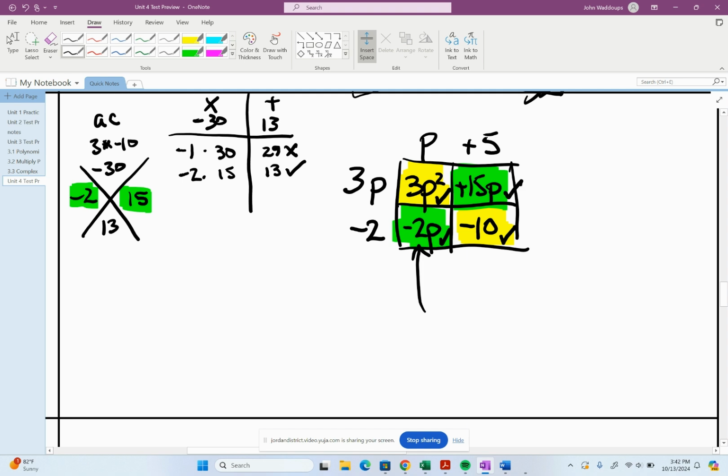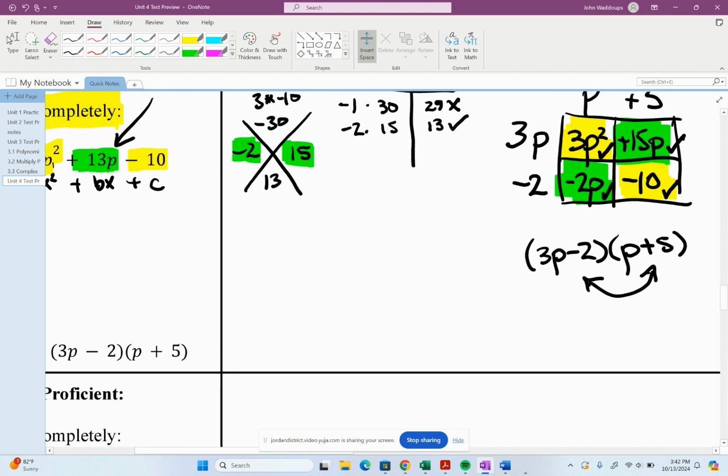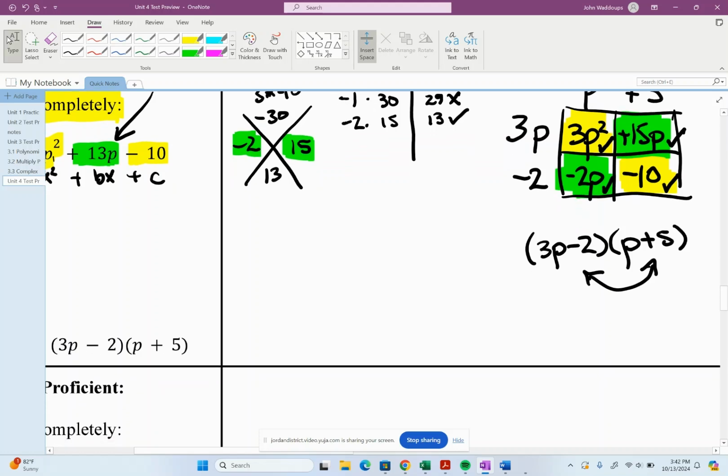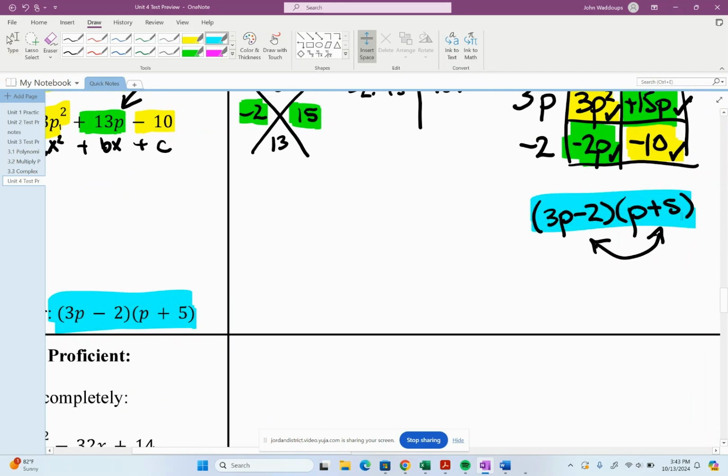So the outside factors multiply to give us what's on the inside, the area, if you will, of that figure. And so our factors then are 3p minus 2 times p plus 5, or vice versa. The order there doesn't matter. 3p minus 2, p plus 5. And that, we can see, is our answer.